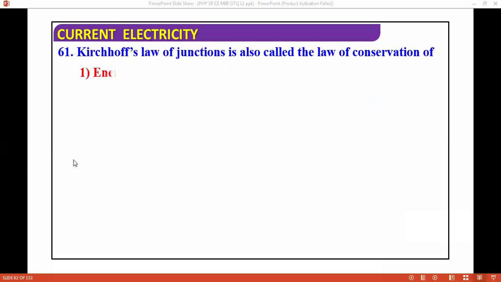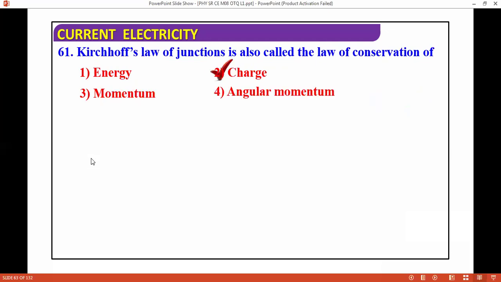Next, Kirchhoff's law of junctions is also called the law of conservation of, again a good question, charge. When we are talking about junctions, basically what we do is take the summation of currents. So the answer is charge.